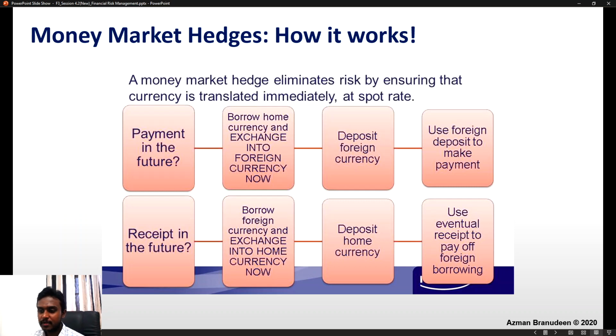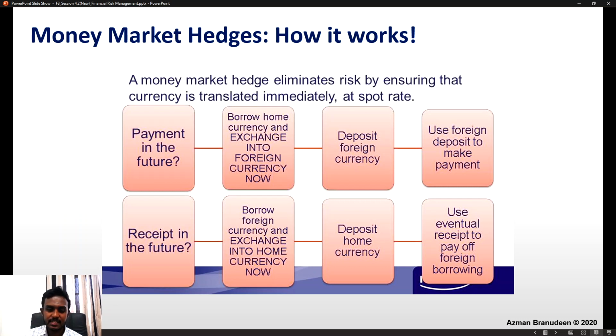But what happened was that the action you took to deal with that future payment was today. So you have that sense of certainty because you took a particular action on today's spot rate. Now if you have a receipt in the future coming in, a payment coming in to you, somebody owes you money, what do you do? Today you borrow the foreign currency and you exchange it into the home currency today, and then you deposit the home currency. And eventually at the date of the particular receipt, you use the eventual receipt to pay off the foreign borrowing.